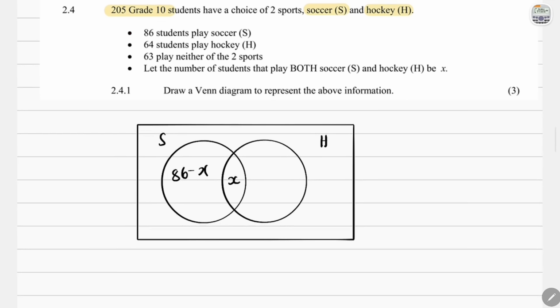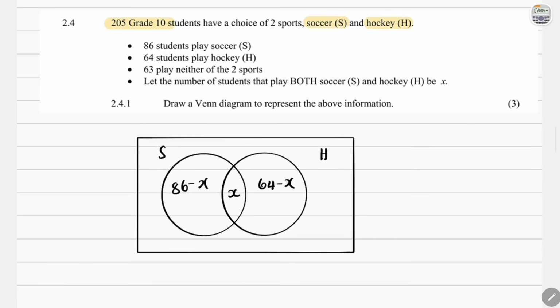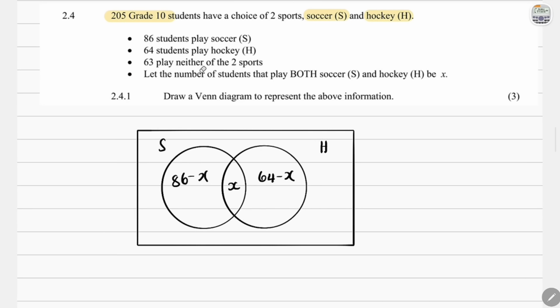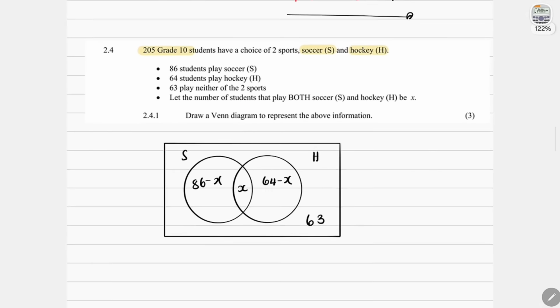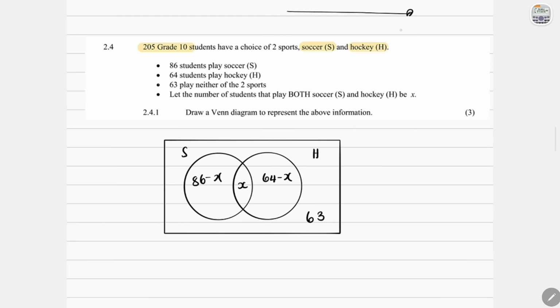And then likewise with hockey, we want to find the students who play hockey only without playing soccer. So that would be the total 64 students who play hockey minus that intersection of X. Okay, and then they also told us that 63 play neither of the 2 sports, so they would be outside. And here's our Venn diagram. Moving on to the next question.